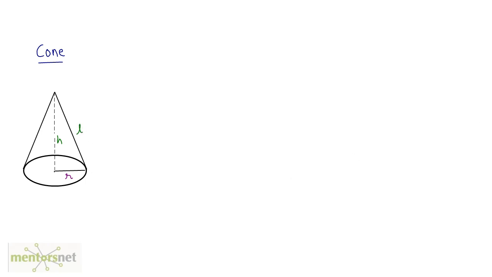Now, what will be the length of this slant height? Well, this is just a right angle triangle. We can apply Pythagoras theorem, right? So I can write L square is equal to h square plus r square, isn't it? And therefore, L is equal to under root of h square plus r square. So this is the formula to calculate the slant height of a cone.